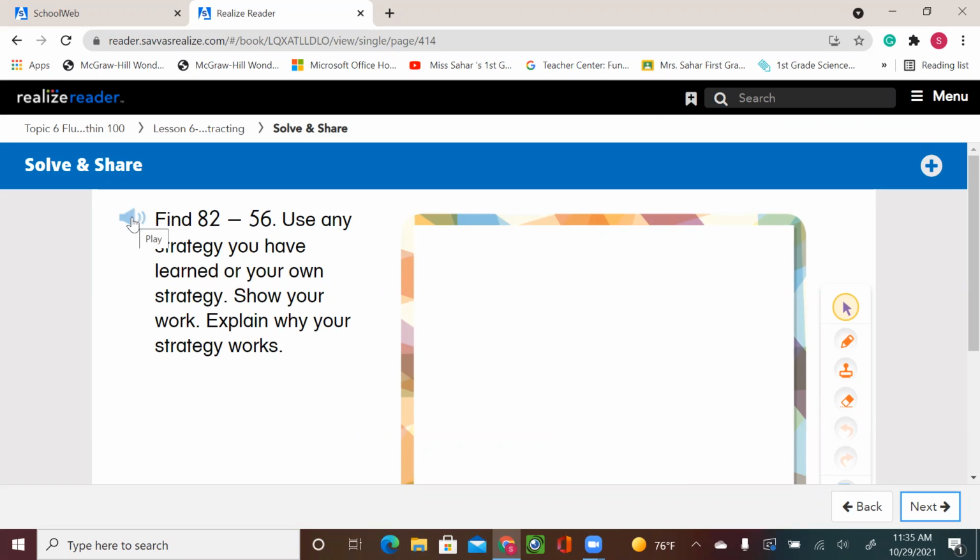That's in your book, page 253. Find 82 minus 56. Use any strategy you have learned or your own strategy. Show your work. Explain why your strategy works. So for this one, we can use anything. You can use number line, open number line, you can use break apart, or even partial subtraction, the one we had 2 lessons ago, partial difference. And so let's see the video and let's see which strategy we would like to use.